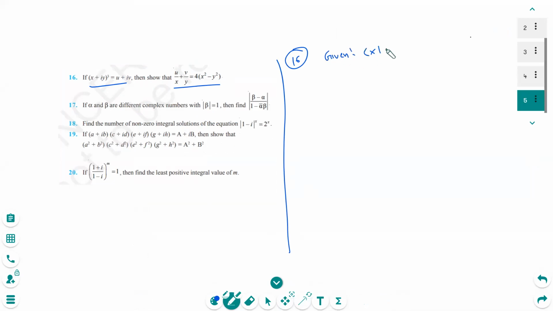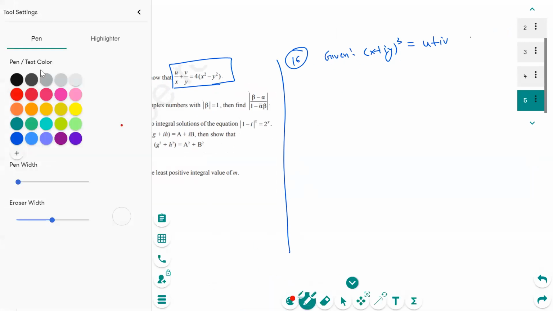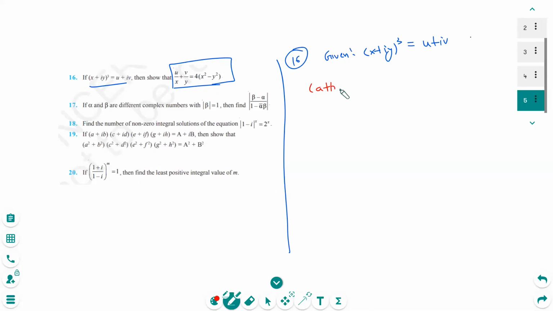That is, (x plus iota y) whole cube is u plus iota v, right? We need to prove this. Okay, we'll come to it. First, let's open it up. What is (a plus b) cube? It is a cube plus b cube plus 3ab multiplied by (a plus b), that is 3a square b plus 3ab square.